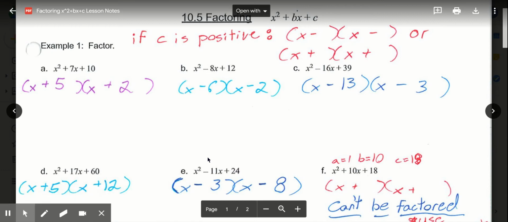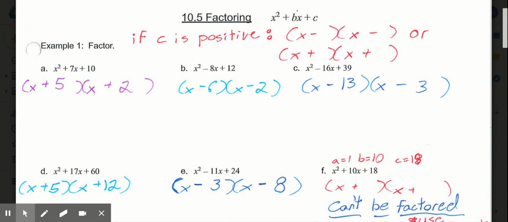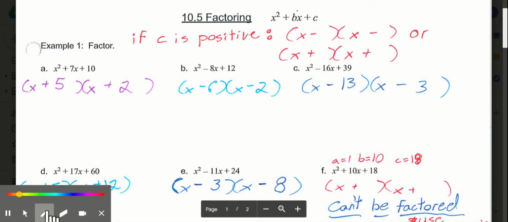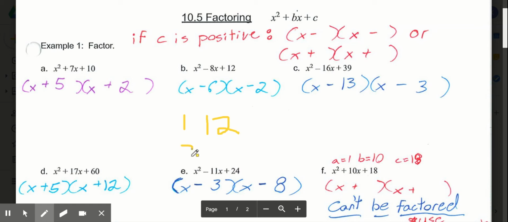Now in B, I notice my final value is 12. So I want to think about numbers that multiply to be 12 and that would add up to be a negative 8. So in this case, factors of a positive 12 would be 1 and 12, 2 and 6, or 3 and 4.